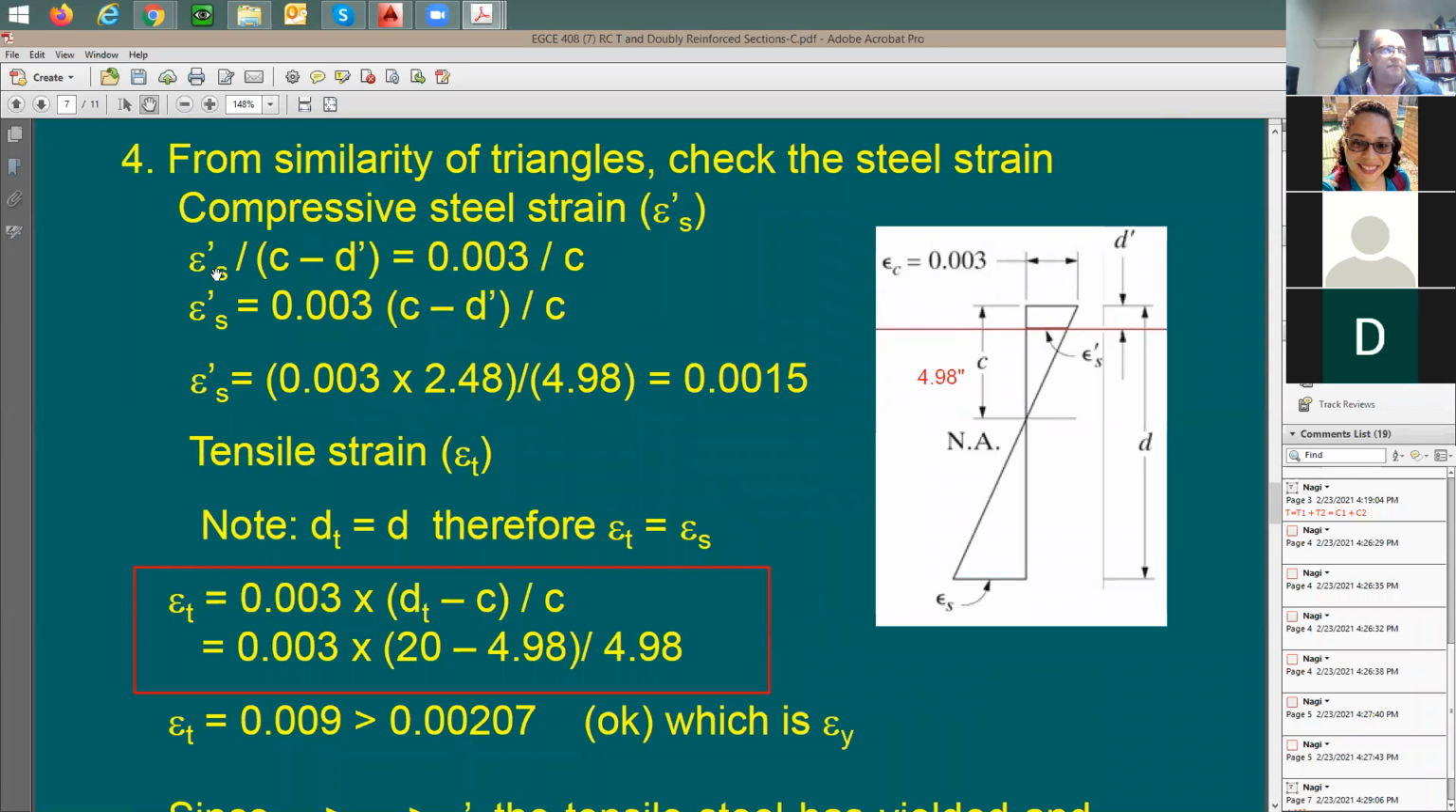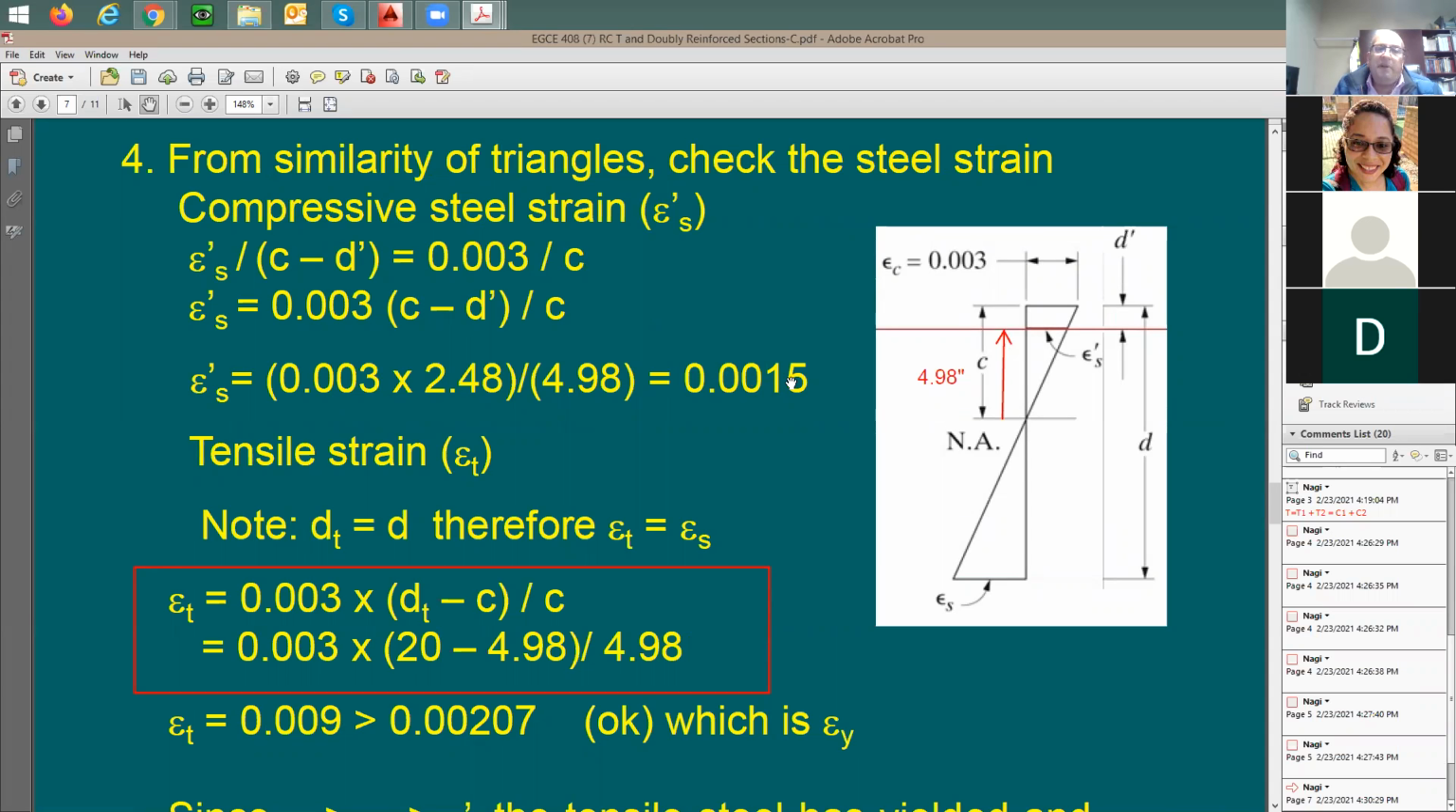Epsilon S prime divided by C minus D prime. Where is this C minus D prime? It's going to be this distance from here to there, right? C minus D prime equal to 0.03 divided by C. Excellent. How much now the strain in the top steel?